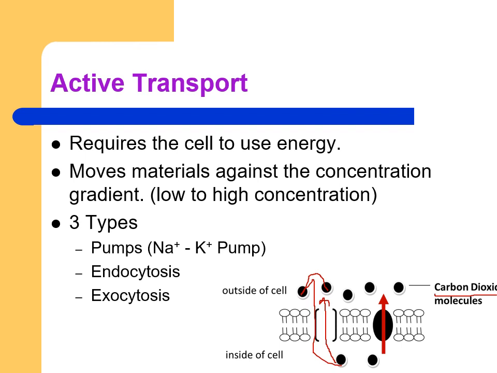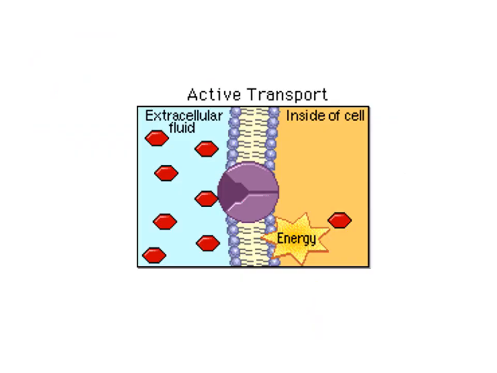In this lecture, we're going to talk about three specific types. So remember, in passive transport, we talked about diffusion, facilitated diffusion, and osmosis. In active transport, we're going to talk about pumps, and in particular, the sodium-potassium pump, endocytosis, and exocytosis.